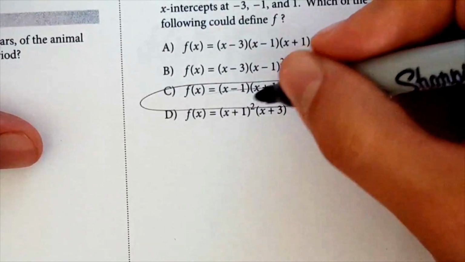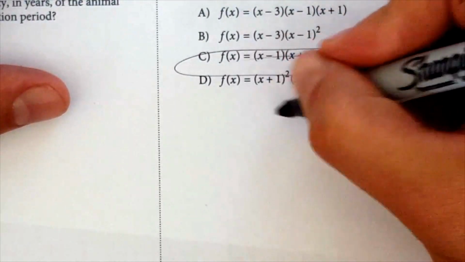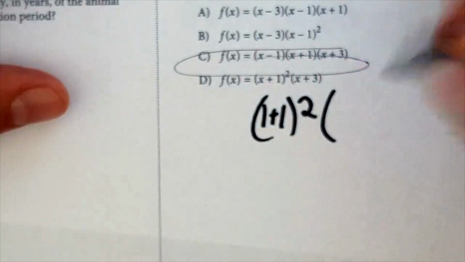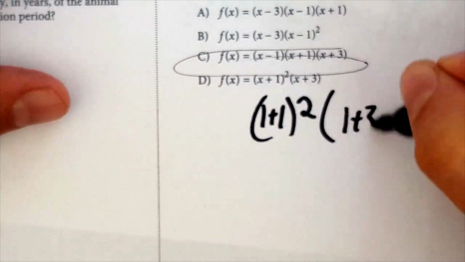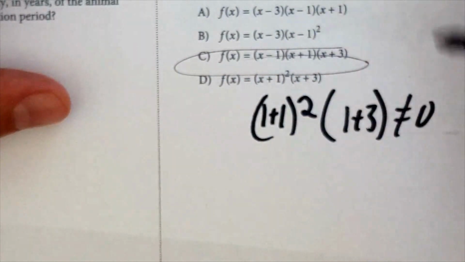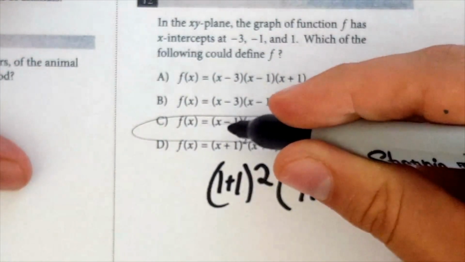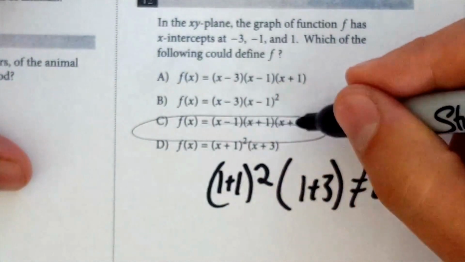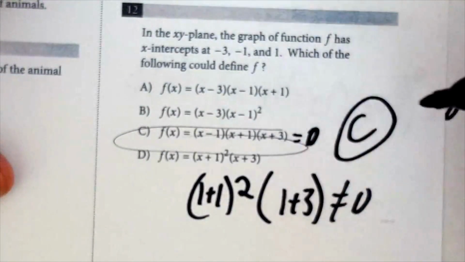But now if you plugged in +1 to f of x, right, for D, you're going to get 1 plus 1 squared times 1 plus 3, which is not equal to 0. But if you plugged in here, this 1, so +1 minus 1 is 0, times 0 times anything is 0, so that's going to be 0, so the answer is C.